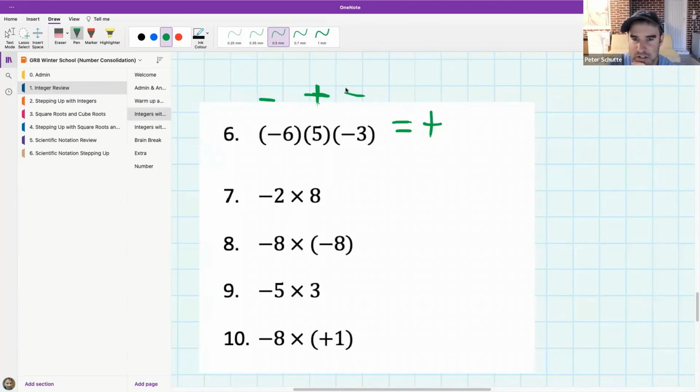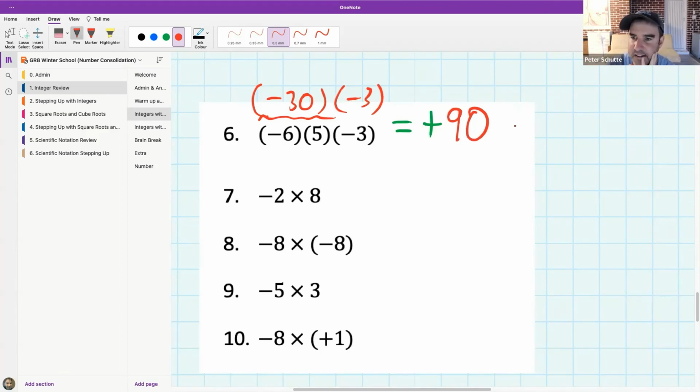Because there's 3 parts to it. I'll even put it above. This part over here is negative 30. And this part over here is negative 3. So then you have to ask yourself, what do you end up with? Negative 30 times negative 3 is going to be plus 90. Think about it. Do it in pieces. I see a lot of students were missing that. So negative 6 times positive 5 is this bit. And then you've just got to still go negative 30 times negative 3, which gives you the plus 90.